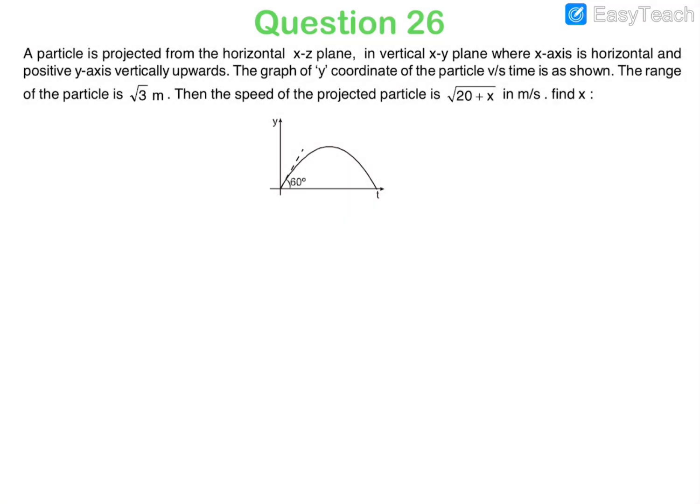In this question, you can see that there is a particle which is projected from the horizontal xz plane in the vertical plane, where x-axis is horizontal and positive y-axis is vertically upwards. The graph of the y-coordinates of the particle versus time is shown. The range of the particle is root 3. We have to find out the speed of the projected particle.